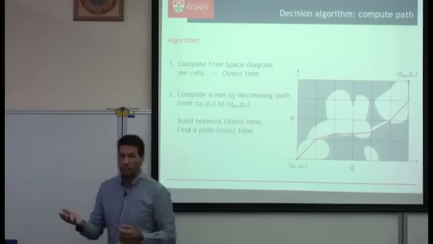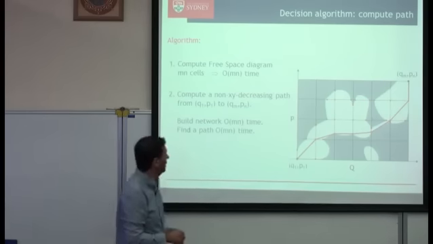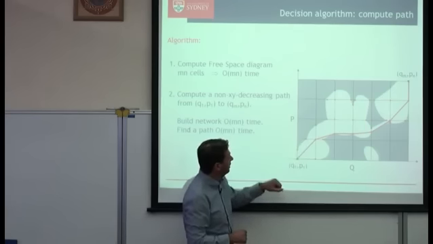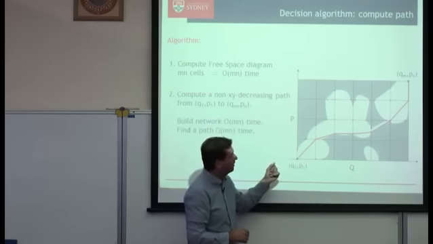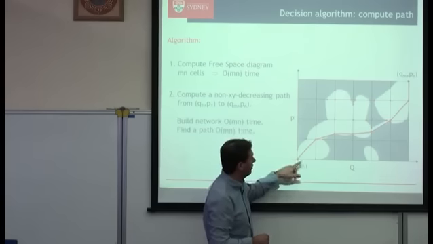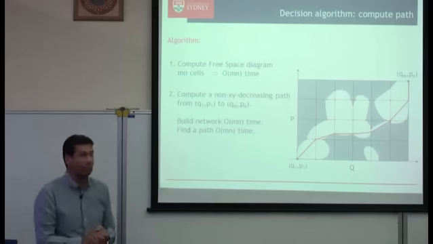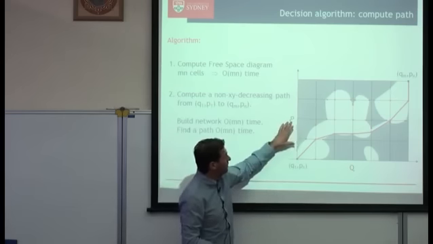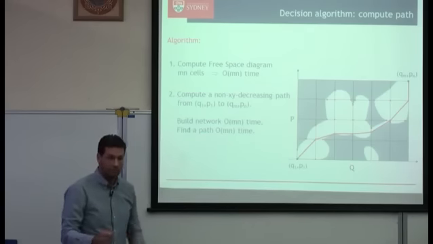So if we have M segments in one curve and N in the other, the construction time is M times N. Then we build a network on what we call the critical points, and that network will have complexity M times N. Then we decide if there is a path from the bottom left point to the top right point by breadth first search, which again takes M times N. So the total time to decide if the Fréchet distance between P and Q is at most r is M times N. Okay?